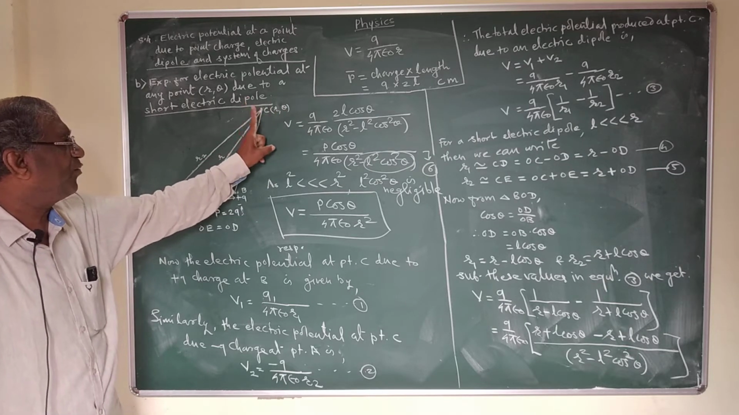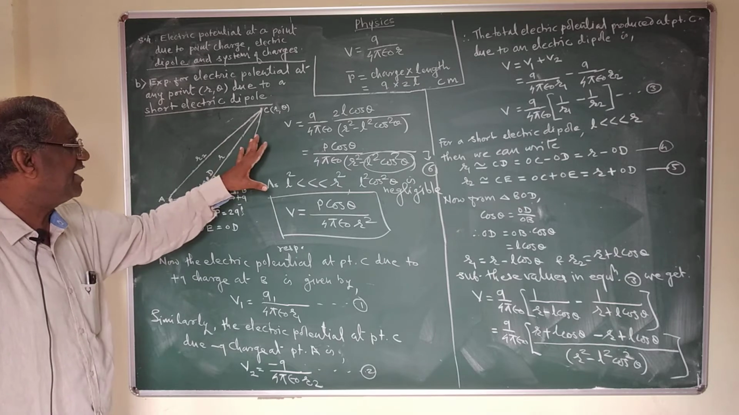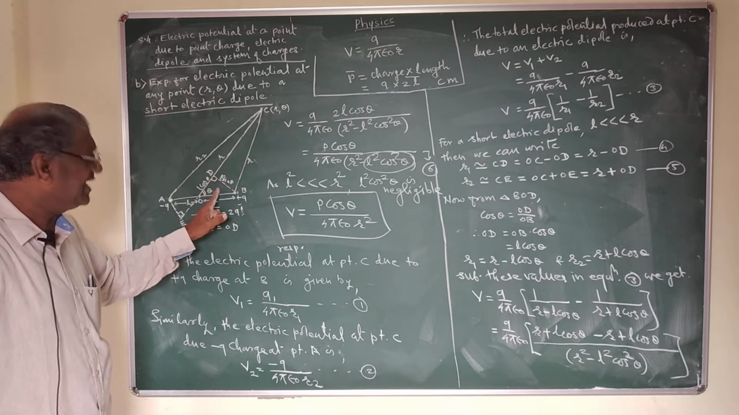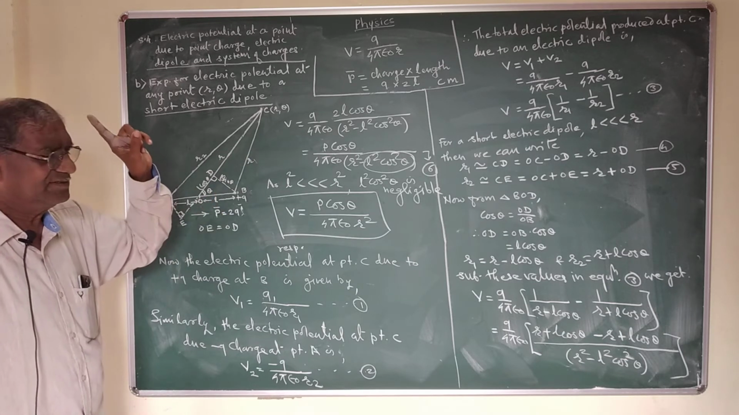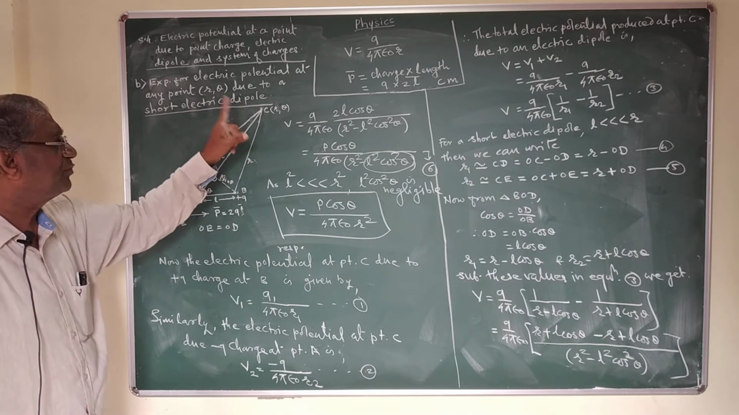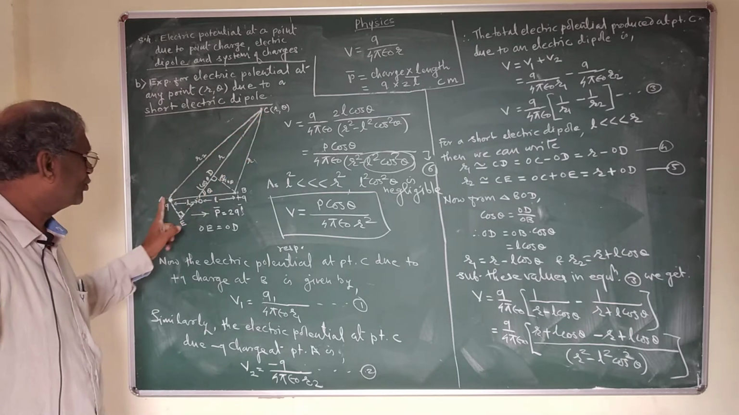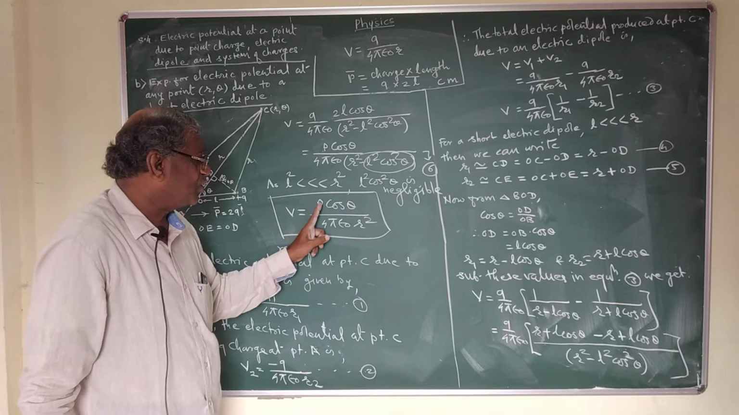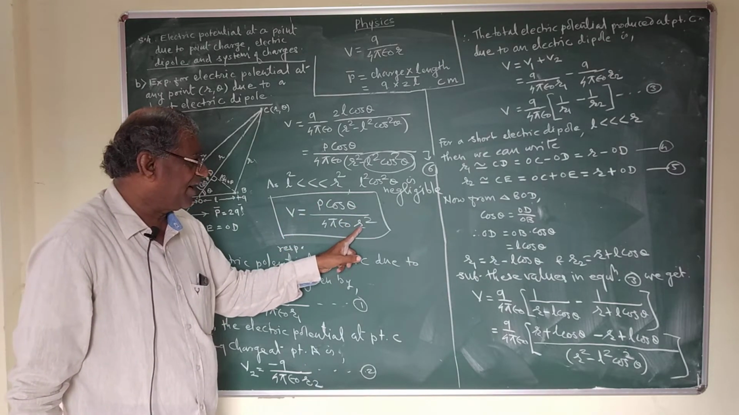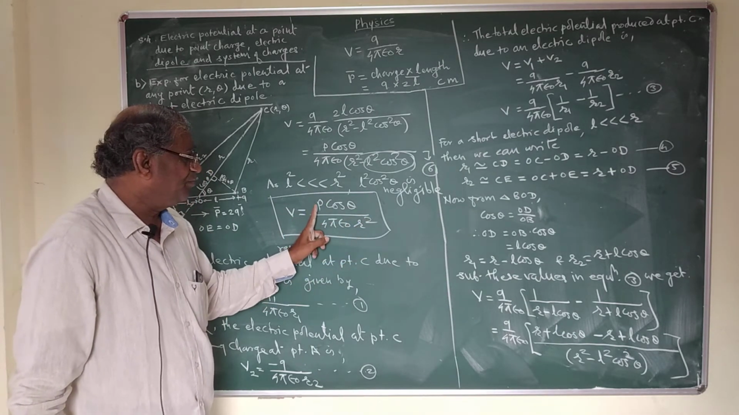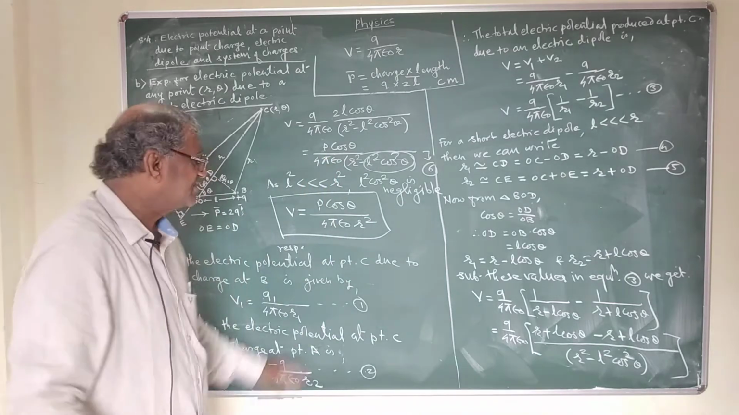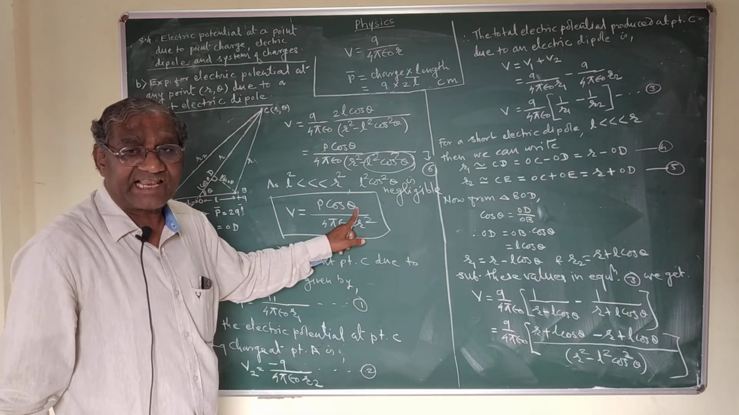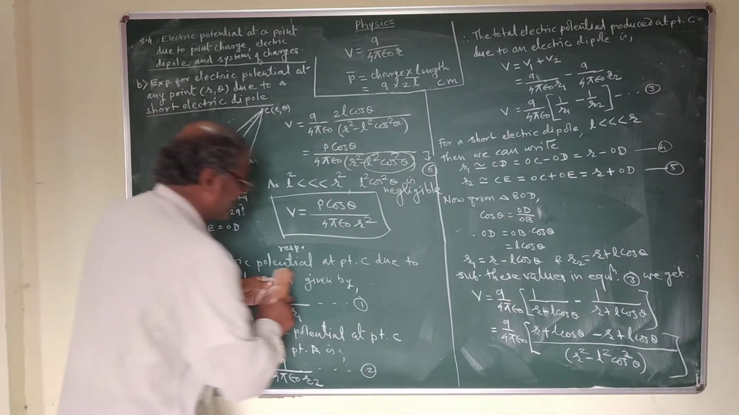If the location of the point C in the surrounding medium is at distance R, making an angle theta, then the electric potential produced at point C due to this short electric dipole is given by V is equal to P cos theta upon 4 pi epsilon 0 R square. P cos theta is a scalar quantity, a scalar product, so we can write it in vector form.